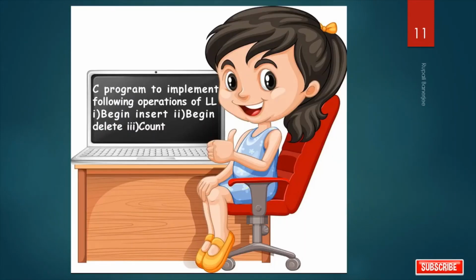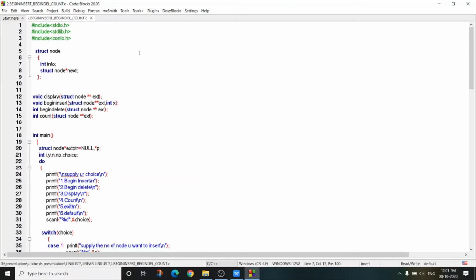Now we will learn how to write a C program to implement the following operations of linked list. Begin insert, that is I want to insert a new node at the beginning of the linked list. Begin delete, I want to delete the first node from the linked list. And count, I want to count how many nodes are there in our linked list. So see the code. So this is our program.